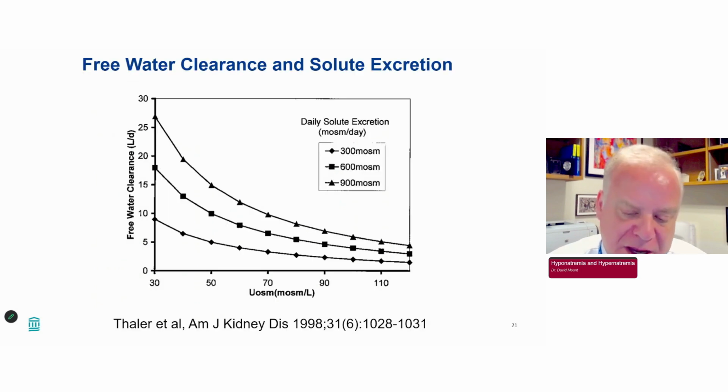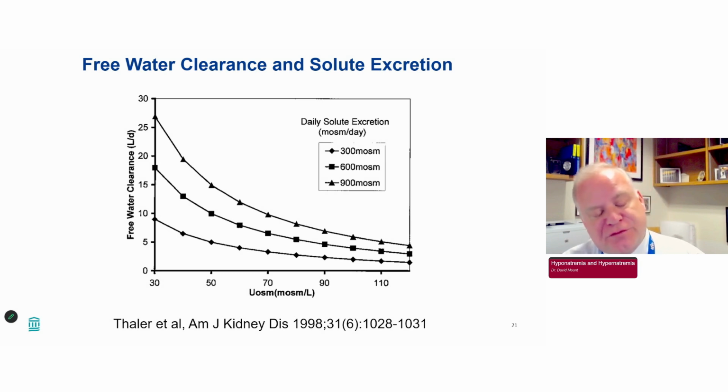This nice review from Tom Burrell shows this relationship: if your daily solute excretion is 300 milliosms per day, you really can't clear free water. And therefore, as you increase your free water, if you're drinking nothing but beer, you then develop hyponatremia. If you then start eating or are given solute, you can suddenly have this rapid water diuresis and overcorrect your sodium.